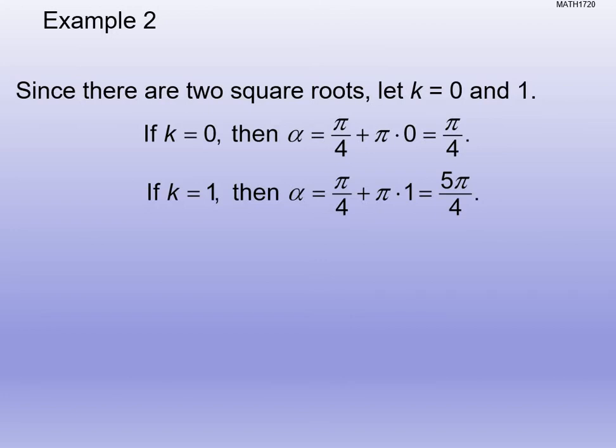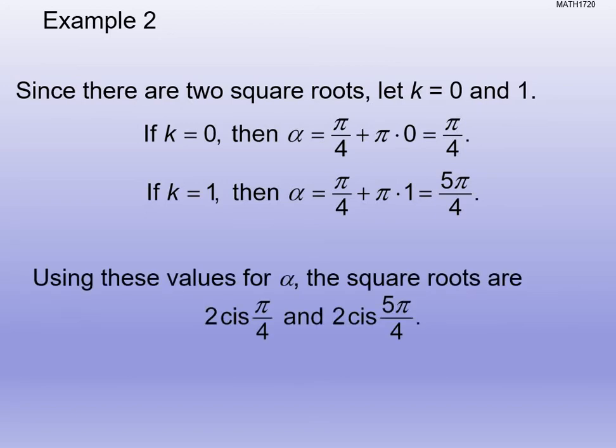So our 2 roots consist of that. If we rewrite them in the short form, we're going to get 2 cis of pi over 4 and 2 cis of 5 pi over 4. Relatively simple. We just have to keep track of how many roots we're doing it for. So if it was a 3rd root, we'd let k go up to 3 and solve the same way that we've been doing, and just get our answers. Nothing too complicated about this one.